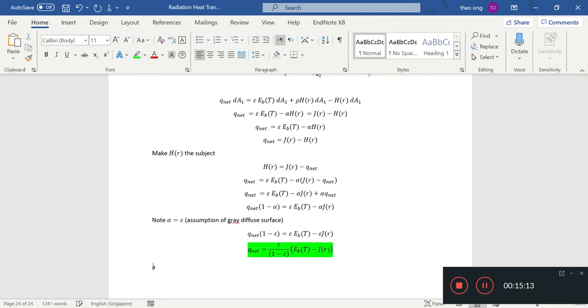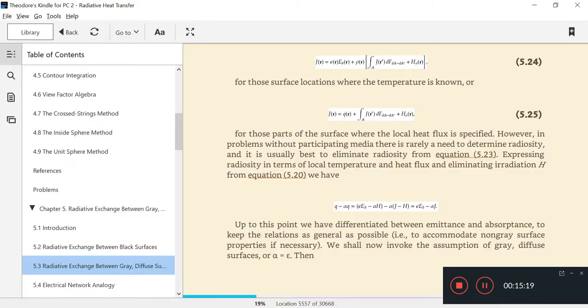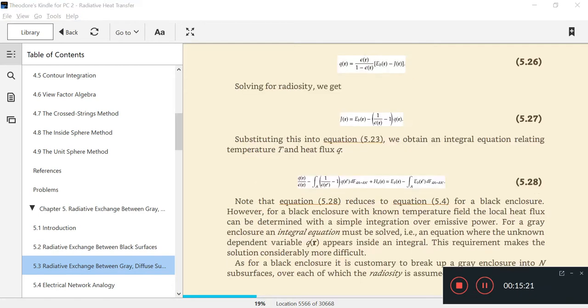Okay, so now that we have this, what are we supposed to do? Well, now that we have an expression for radiosity in terms of the heat flux, or the heat coming off that system, the prescribed heat flux coming off the system and the E_b term here, we will then have an integral equation relating temperature T to heat flux Q. So what is that?